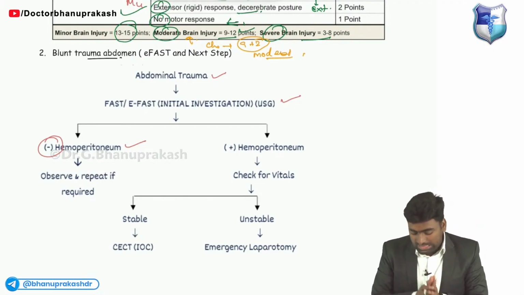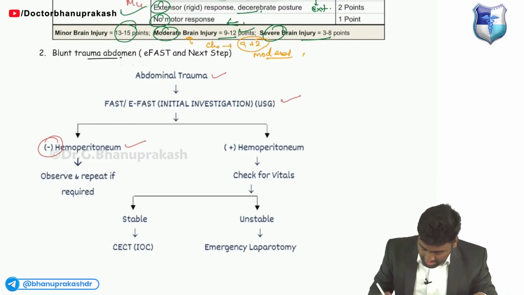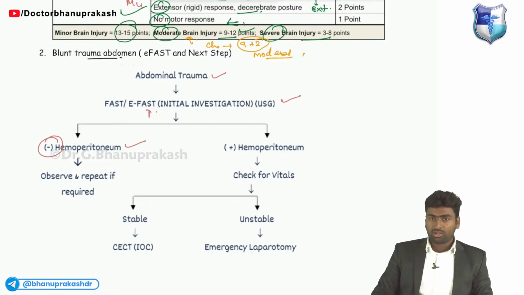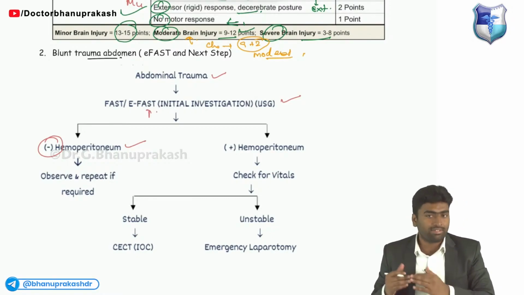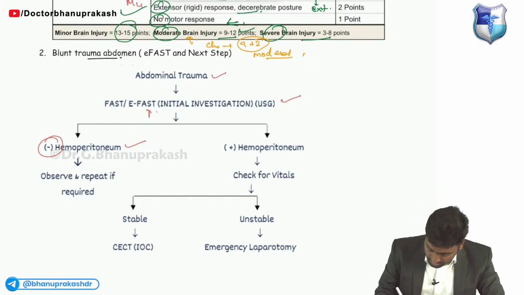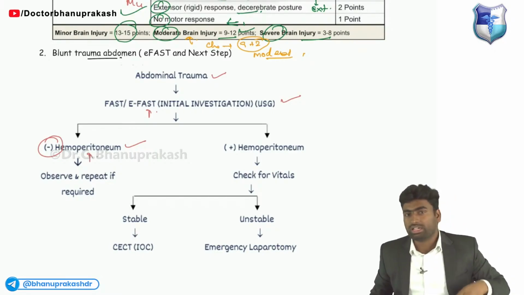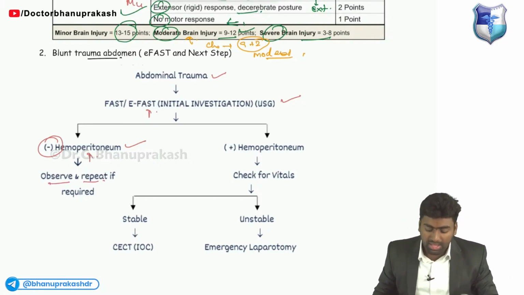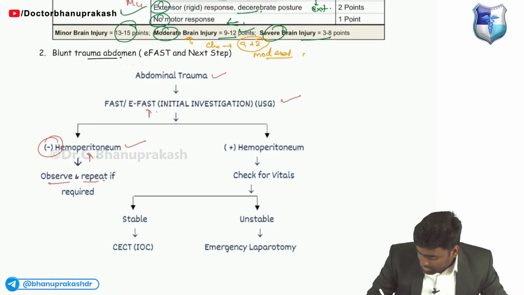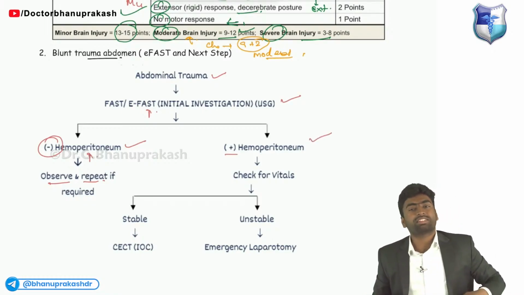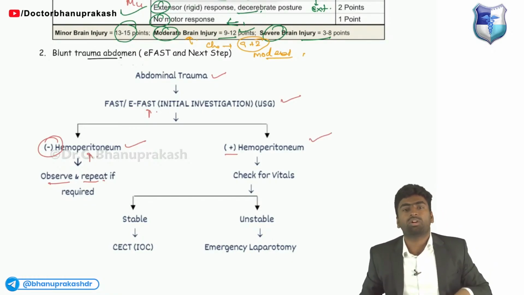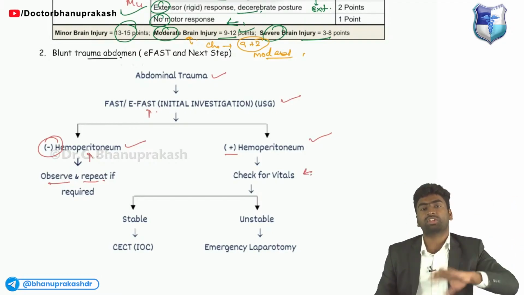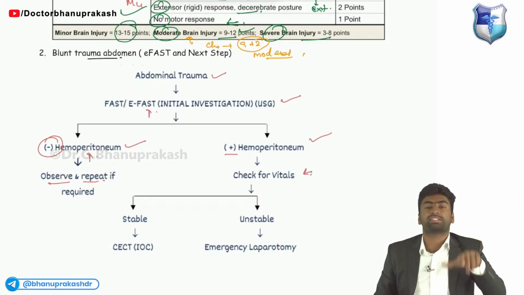Okay, then you will go for this E-FAST, and you will look for hemoperitoneum, whether there is any presence of bleeding. There are a few other things we'll see also; I will discuss it later on. So if there is no bleeding, you will just observe him and repeat it. Fine. And next, if there is hemoperitoneum, agar hemoperitoneum mila aapko, then you need to check the vitals once again, to see whether the patient is stable or not.